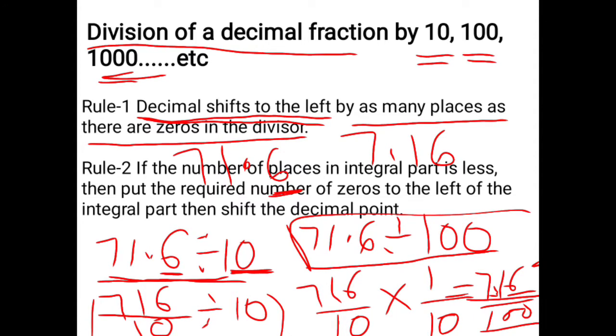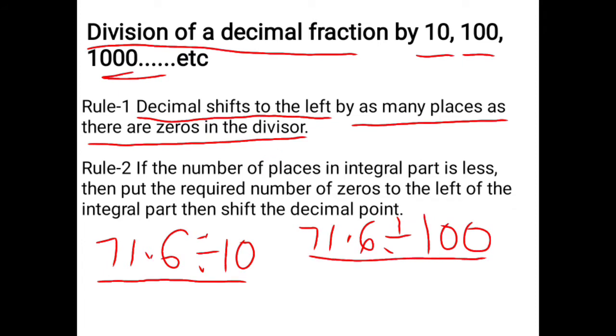Okay, so we shift how many places? Only one digit. That's why it becomes 7.16, because there is only one zero. But if I am dividing the same number by 100, then I shift two digits. In this case, it becomes 0.716. We got this answer because there are two zeros, so we shifted two digits, that are 7 and 1. 6 is already after the decimal. So we included two digits.